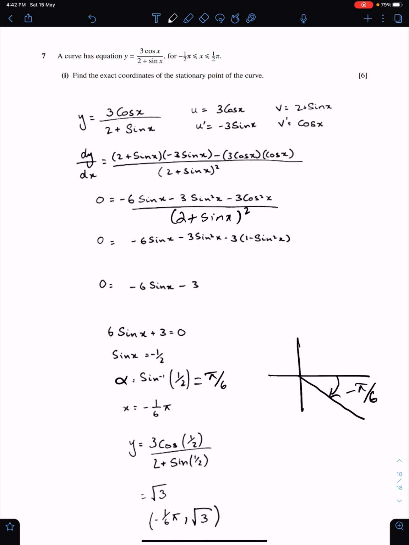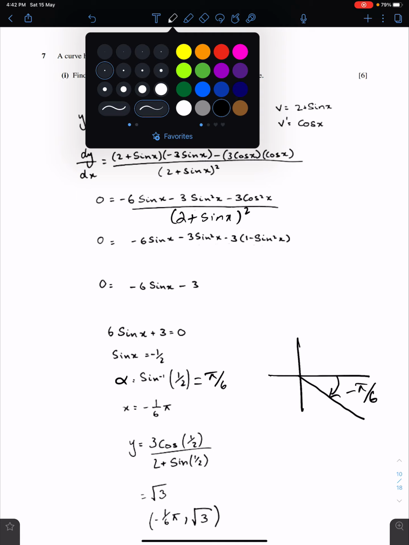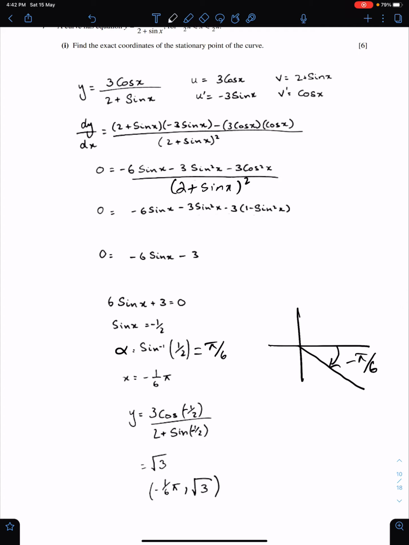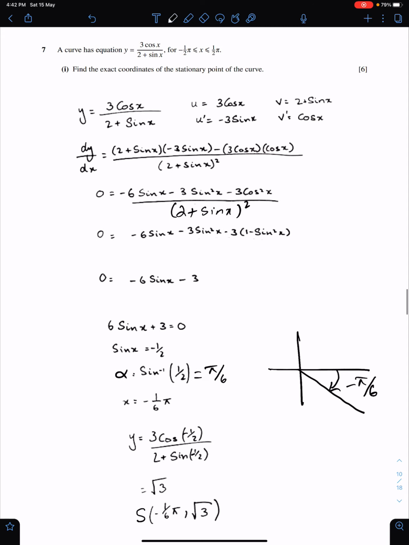When you put minus half here into this equation, you can get the value of y. So minus half is here and here. So your answer is under root 3. This is the required stationary point with respect to this domain.